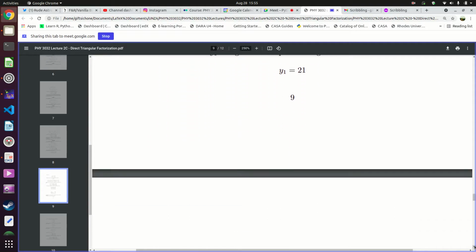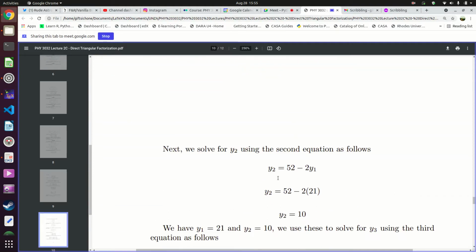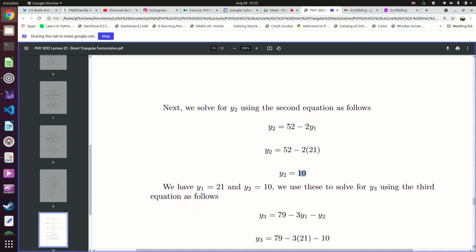So your y2 is going to be equal to 52 minus 2y1. Then you put in the value for y1 here, so you end up with y2 equals 52 minus 2 times 21. You're going to end up with y2 being equal to 10. So now you know y1 is 21, y2 is 10.